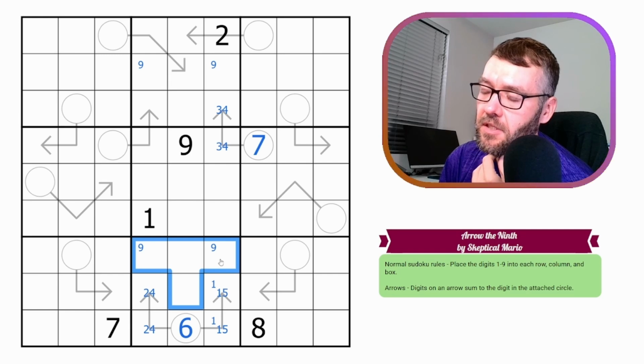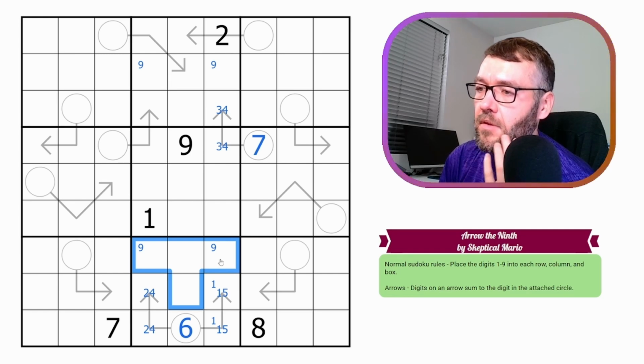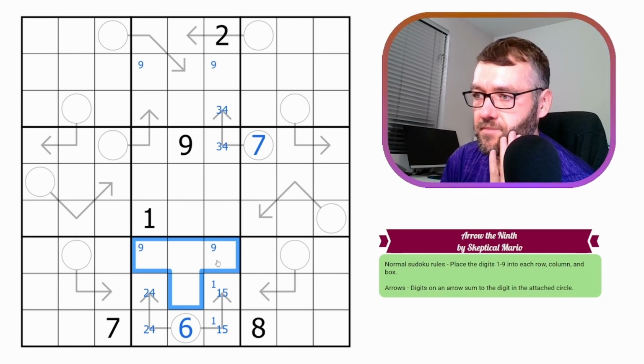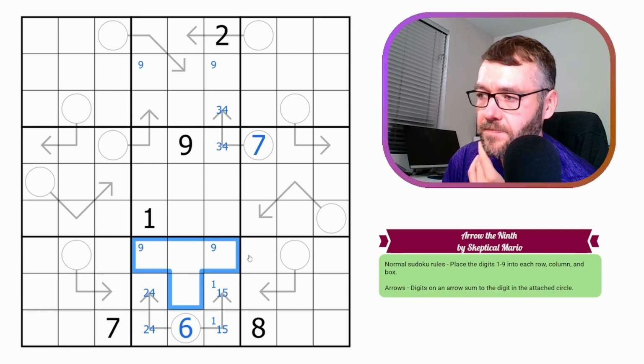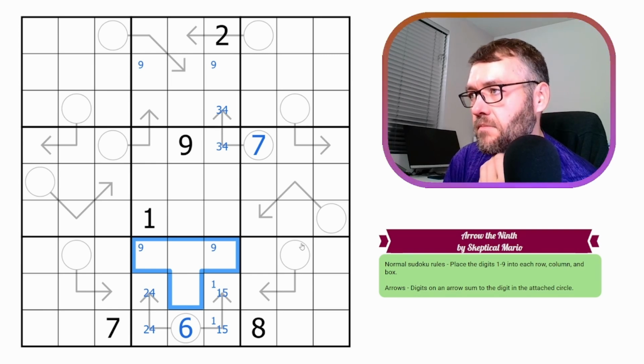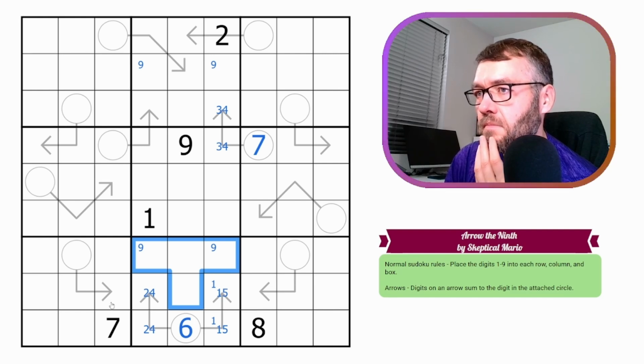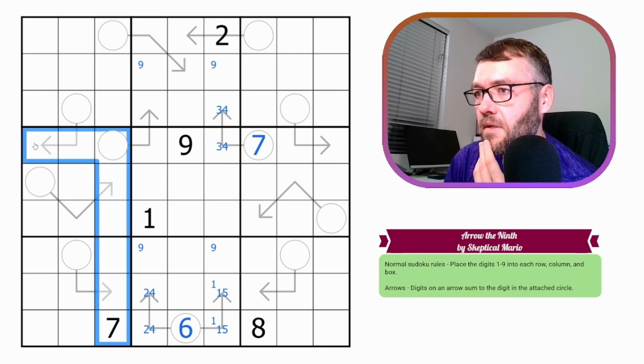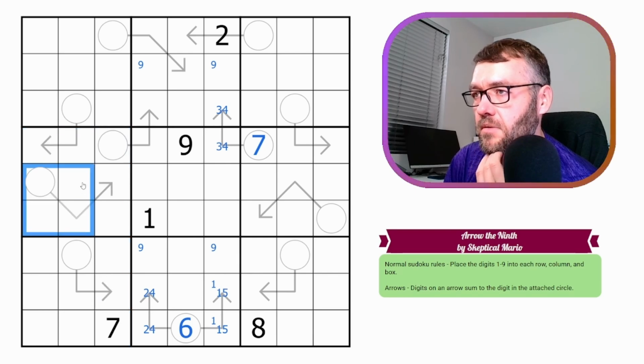What do we have left in here? We need a 3, 7, 8, 9, which is not close to being resolved. All right. See, 7 can't go here or here. This box, it's going down here somewhere. It's not super helpful yet.